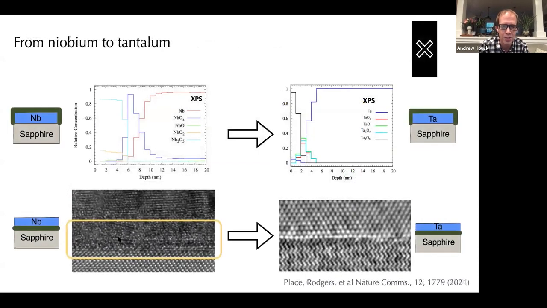And if you look at the interfaces we care about, the non-stoichiometric oxide almost vanishes in tantalum. So you get a much thinner and much more stoichiometric oxide, and the interface between the sapphire and the tantalum is quite a bit better. You can see that you have oriented growth, and you have almost perfect epitaxial growth where the tantalum tries to orient on top of the oxygen.